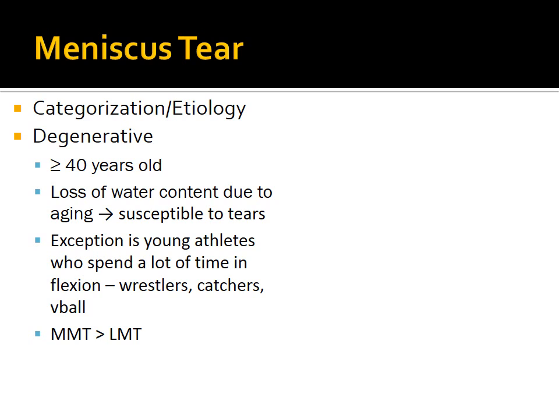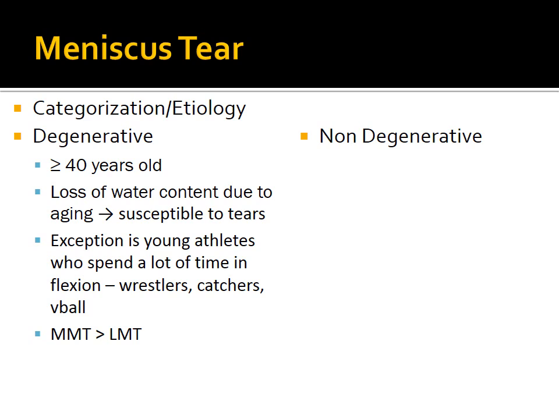One exception to this age group guideline is young athletes who spend a lot of time in deep flexion, such as wrestlers, baseball or softball catchers, and even volleyball players. Degenerative tears can occur in this specific population of younger athletes, so don't write a younger person off just because of their age. You have to look at their activity. Medial meniscus tears are more common than lateral meniscus tears in this degenerative category, and it's most likely related to the increased weight bearing that goes through the medial compartment of the knee.